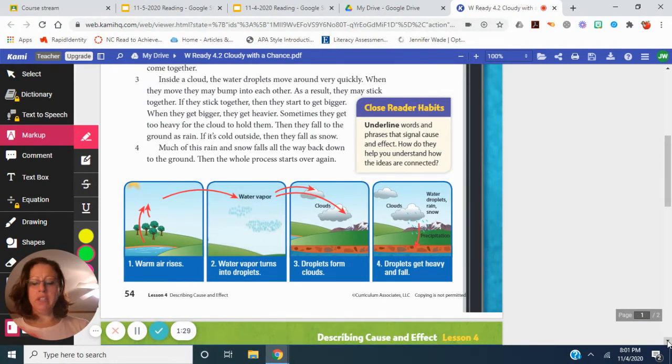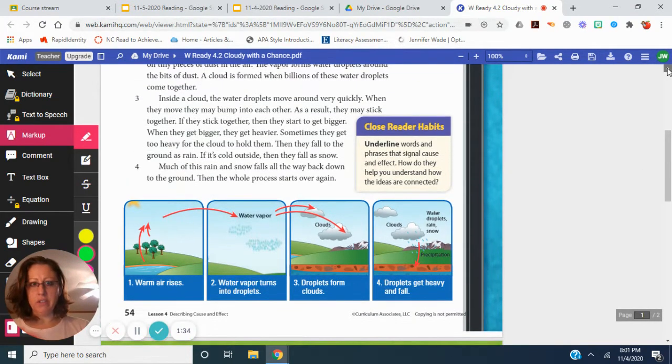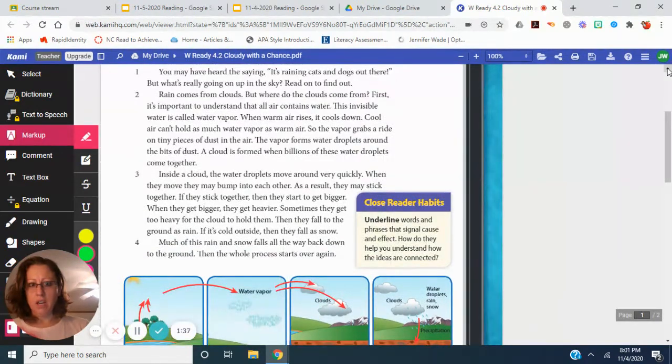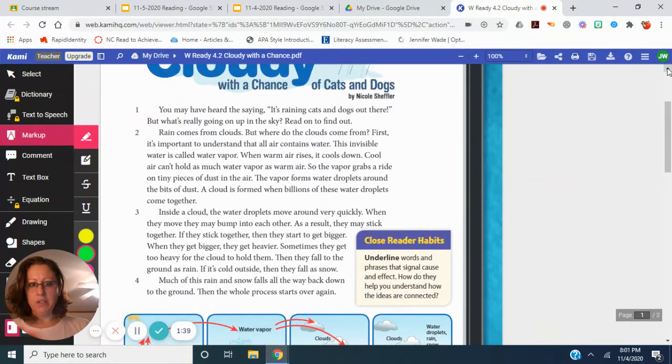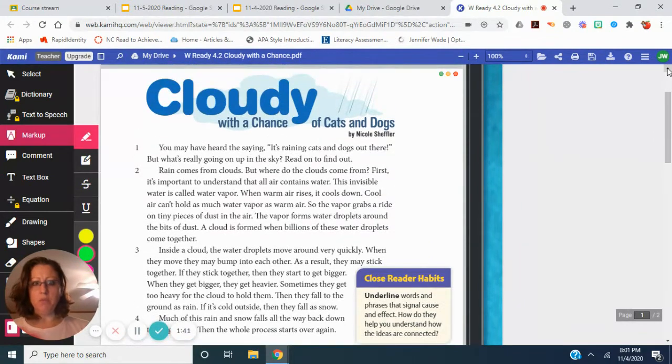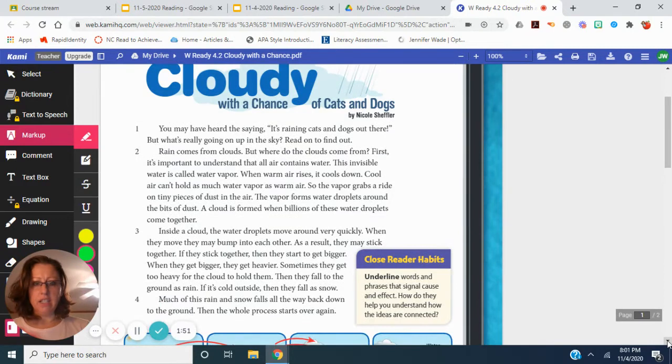Okay, now I want you to take a couple minutes and read the article yourself. And if you look at the close reader habits, it says underline words and phrases that signal cause and effect. And how do they help you understand that the ideas are connected? So while you are reading the passage, I would like you to, in your notebooks, write down any signal words for cause and effect that you see.